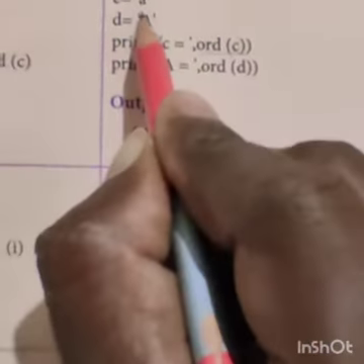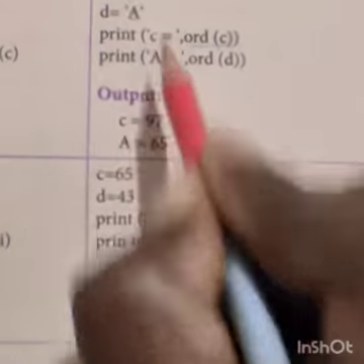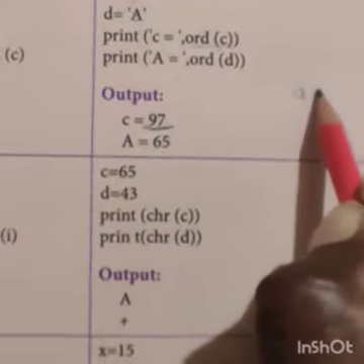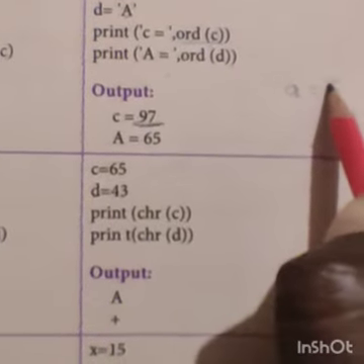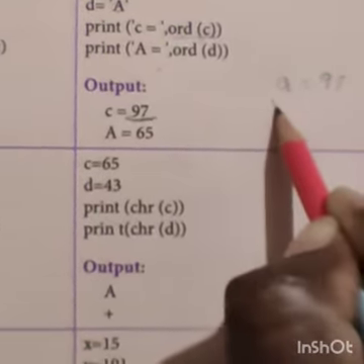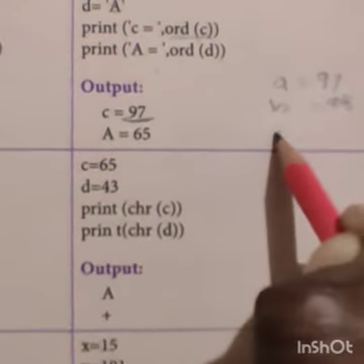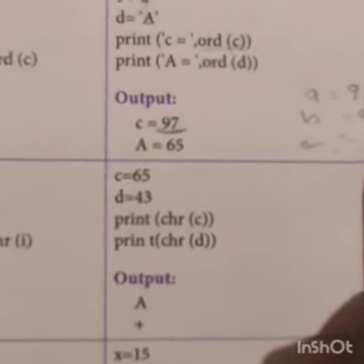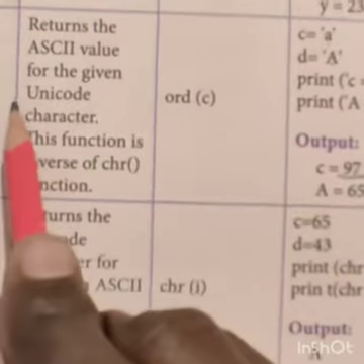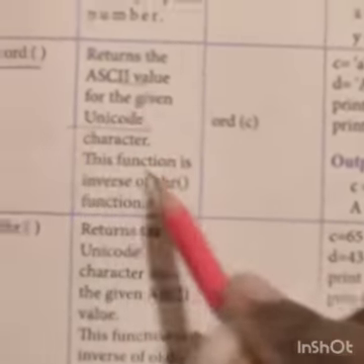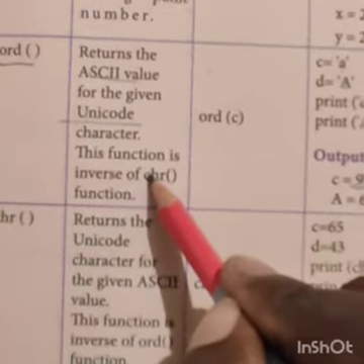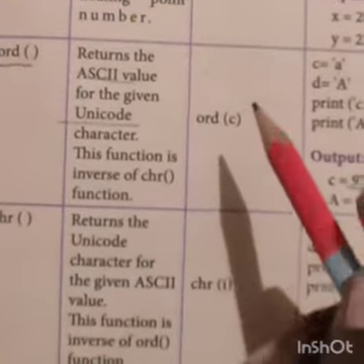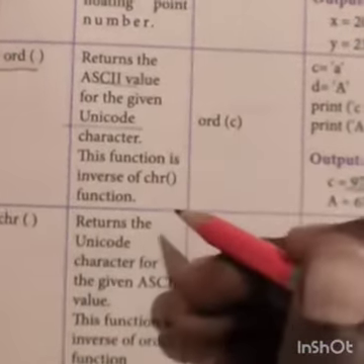C is equal to 'a'. A single 'a' character gives 97. So for each and every character you write, see here, 97. Sir, what is b? 98. What is c? 99. So each and every character has a unique code, the ASCII code. That is what the ORD function gives. The character function works in the opposite way.